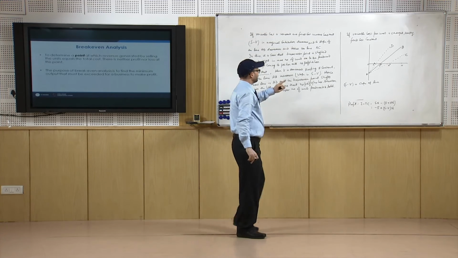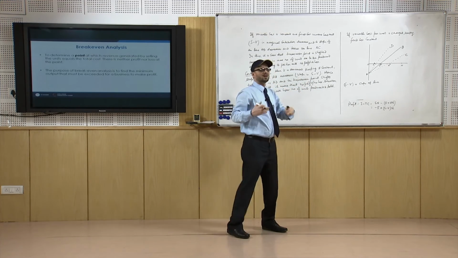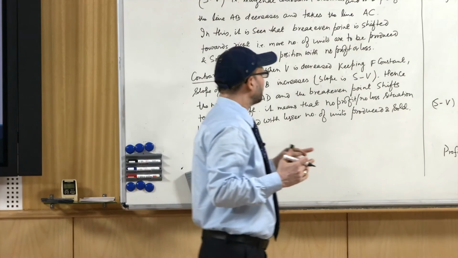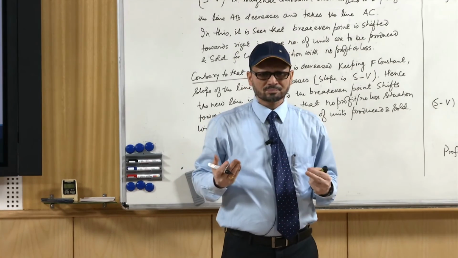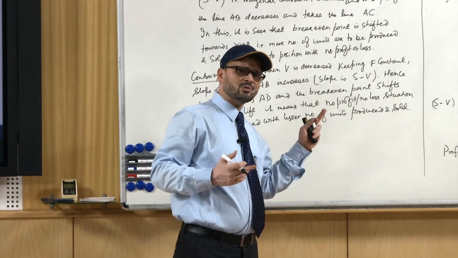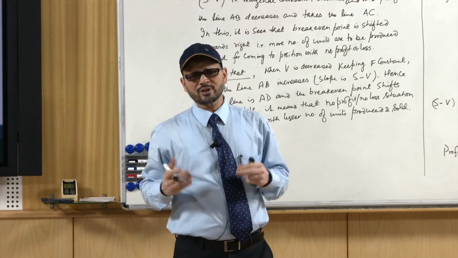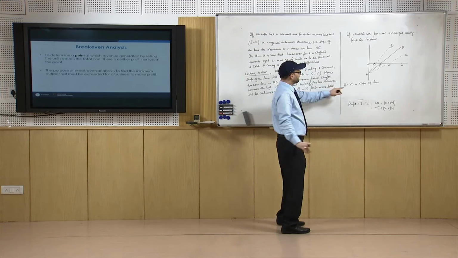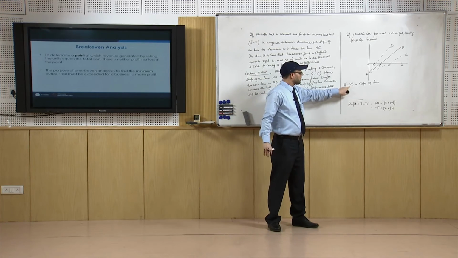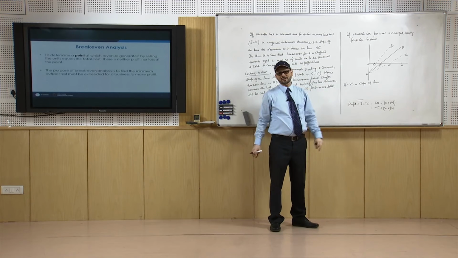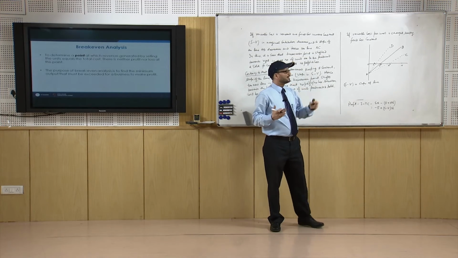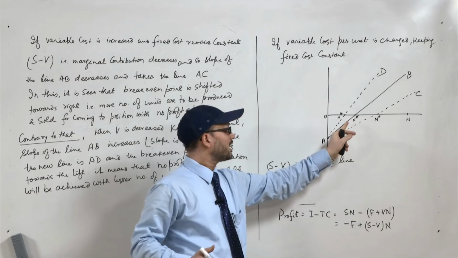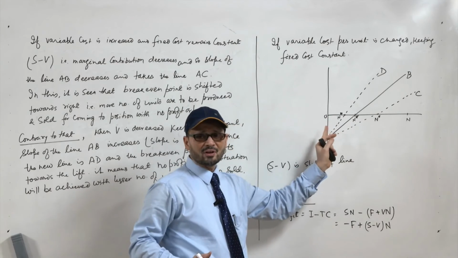So, if we know the fixed cost, the variable cost and the number of units to be produced, we can use the formula which we have calculated for computing the break even point. Also, if the change in the fixed cost or variable cost per unit is mentioned, it can also be used to calculate the shift in the break even point either towards the left or towards the right.